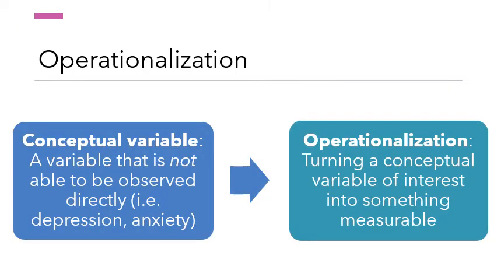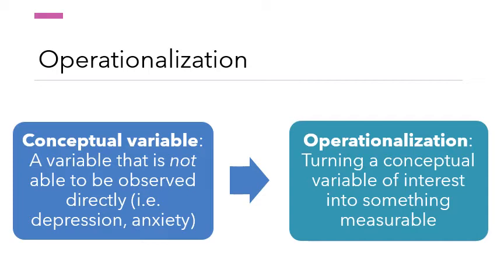The next thing I'd like to talk about is operationalization. This is the idea of turning a conceptual variable into an operationalized variable. So what's a conceptual variable? Well, a conceptual variable is a variable that is not able to be observed directly. Think about it this way. Things like depression. I can't observe your depression directly, so we use things like depression measures to indirectly measure your depression levels. Or same with anxiety. It's not like height, where we can actually go and see your physical height and measure it with a ruler. We have to go about indirect ways of measuring it.